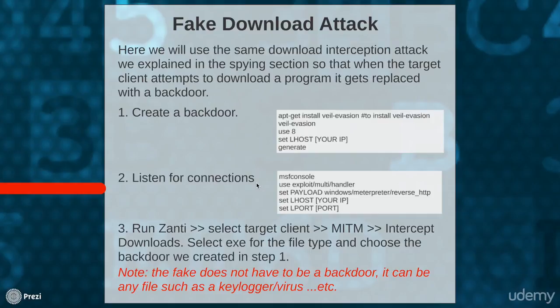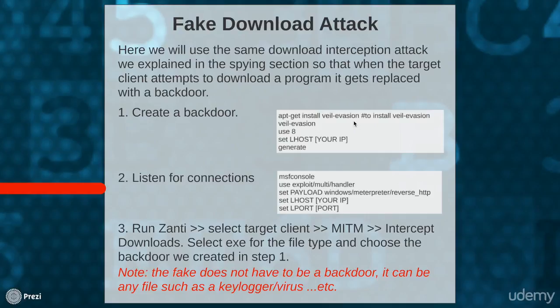To do this, we're going to use a tool called Veil-Evasion. The reason I'm using this tool is because it creates backdoors that are not detectable by any antivirus. So when you create a backdoor with this tool, the antivirus programs will not detect it as a threat. To install it, all you have to do is run apt-get install veil-evasion in your terminal in Kali.